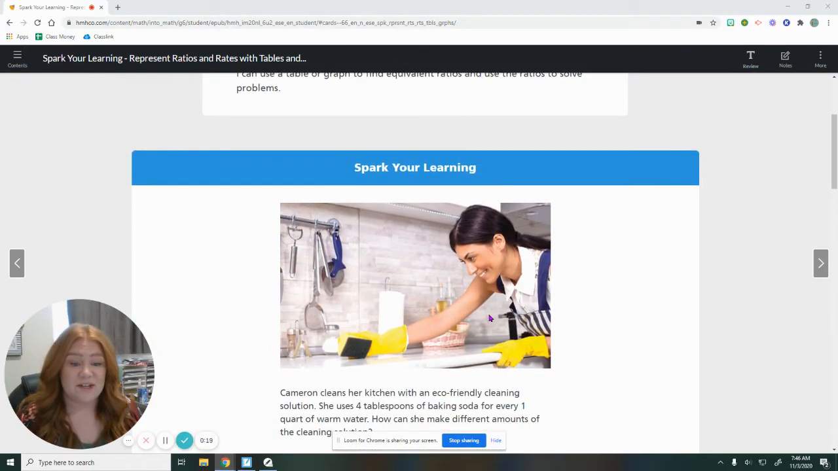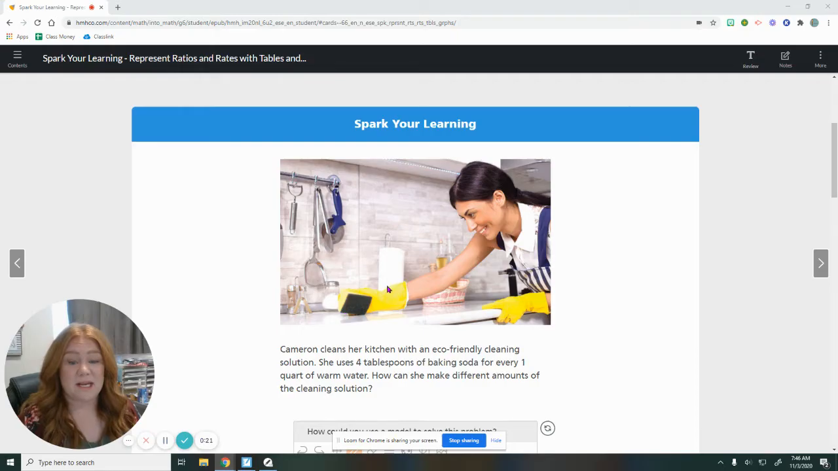So the first thing I want you to do is we're going to read this Spark Your Learning, and then you're going to go work on that. So Cameron makes her kitchen cleaner with an eco-friendly cleaning solution. She uses 4 tablespoons of baking soda for every 1 quart of warm water. So we know our ratio is 4 to 1, or we can even write it backwards and say warm water is 1, 4 tablespoons of baking soda.